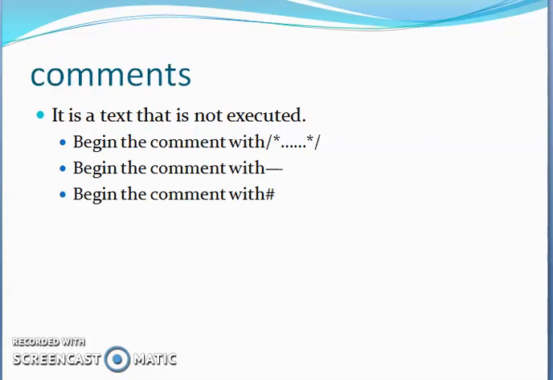Next, comments. There are three types of comments. A comment is text that is not executed. It is only for documentation purposes. The first one begins with slash and star and ends with star and slash.